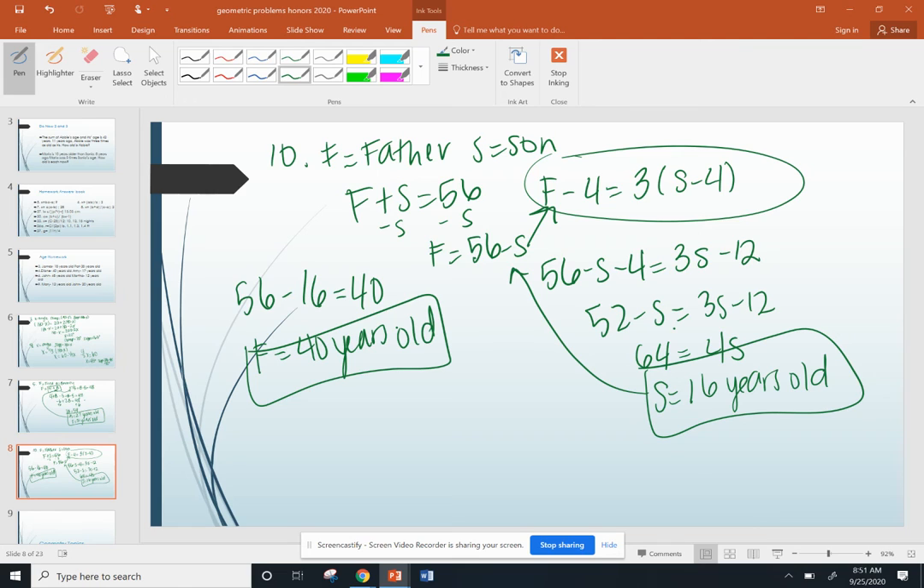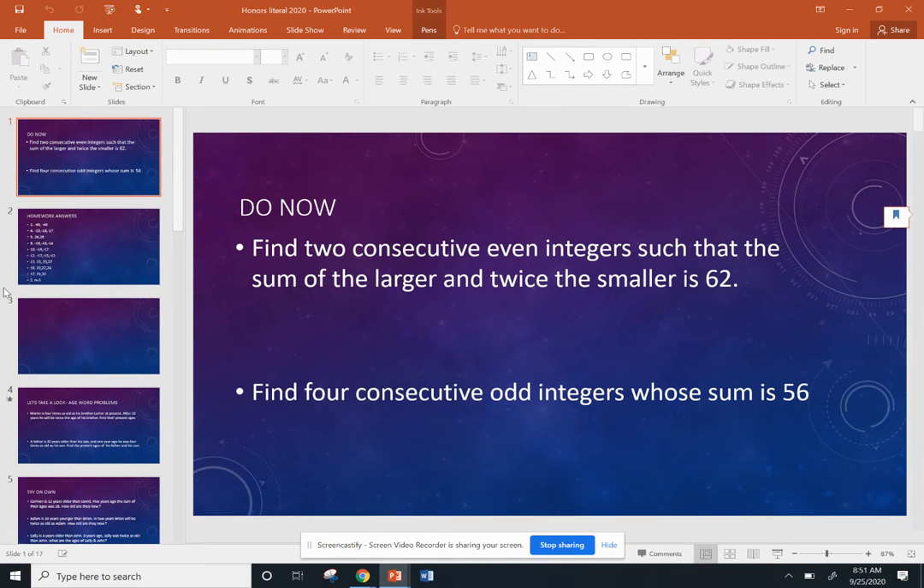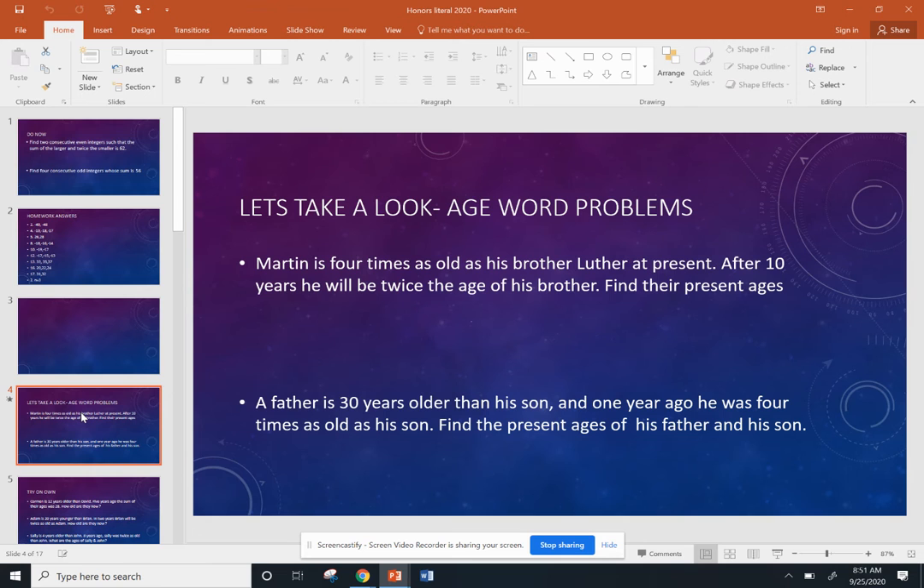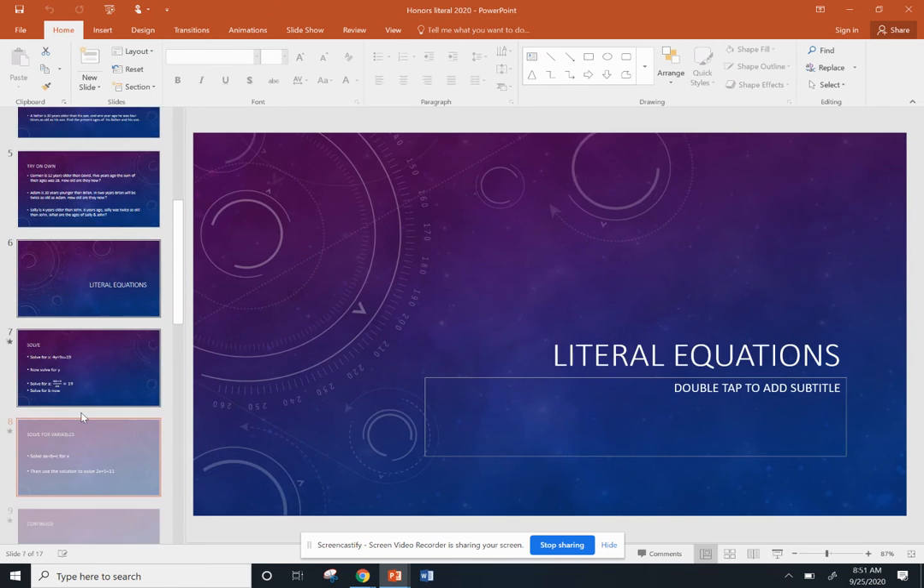So it's all about the way we write these problems. We're going to have to manipulate them sometimes, and then we substitute. So it's steps that you're going to have to follow every single time. Let's take a look back at some of our literal equation problems.